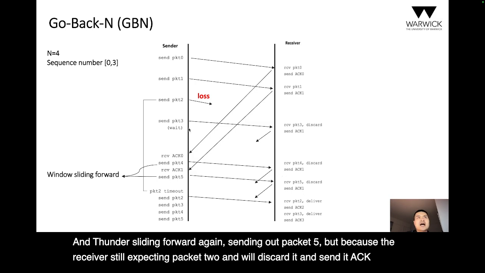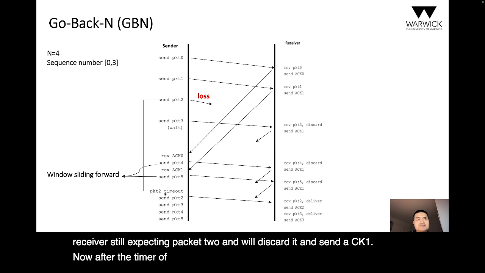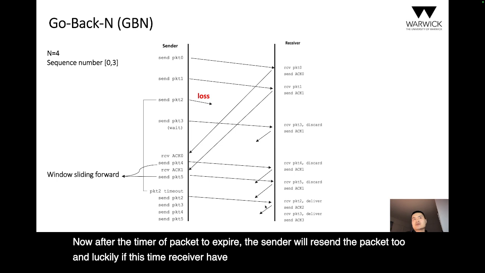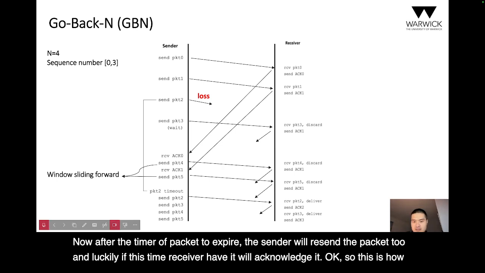Now, after the timer of packet 2 expires, the sender will resend packet 2. And luckily, if this time the receiver gets it, it will acknowledge it. Okay, so this is how GBN works.